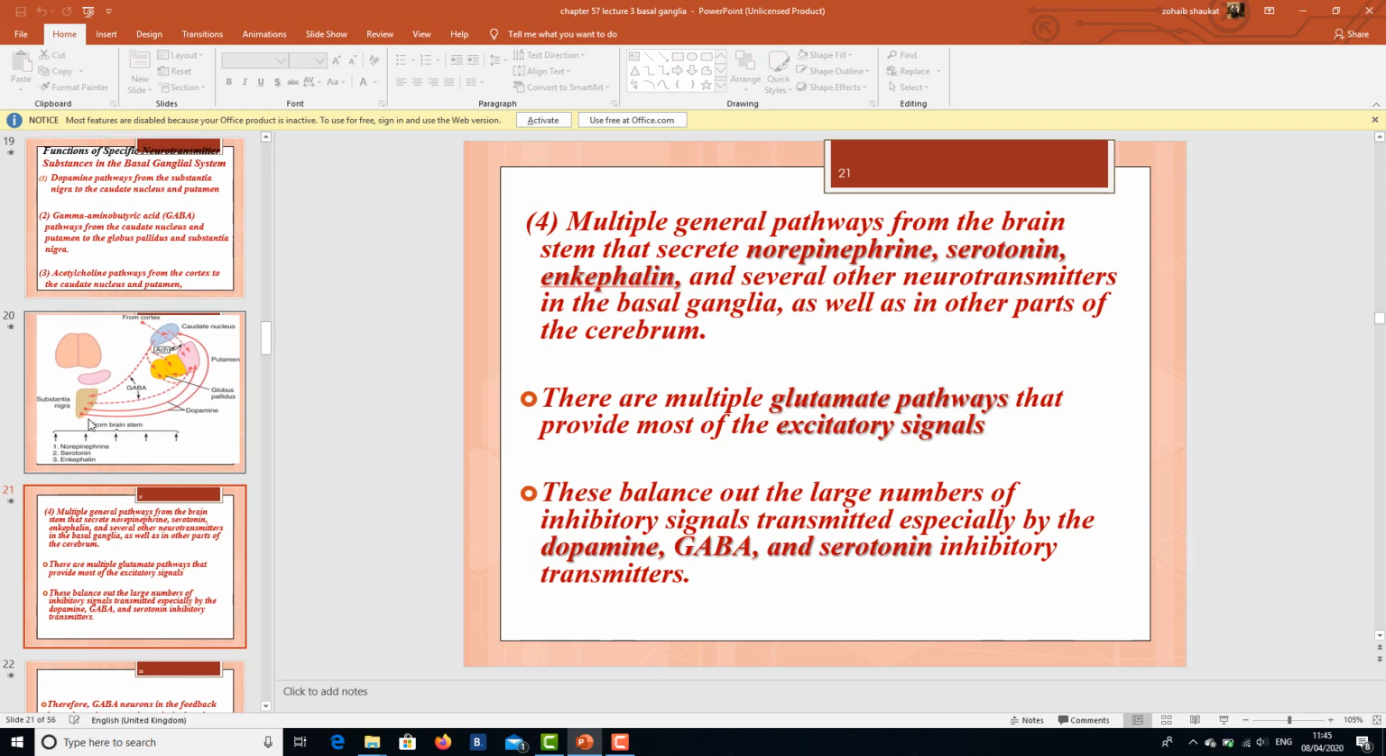Now, there are multiple general pathways from the brain stem that secrete norepinephrine, serotonin, enkephalin, and several other neurotransmitters in the basal ganglia as well as in other parts of the cerebrum. Also, there are multiple glutamate pathways that provide most of the excitatory signals. These balance out the large numbers of inhibitory signals transmitted especially by the dopamine, gamma-aminobutyric acid, and serotonin inhibitory transmitters.